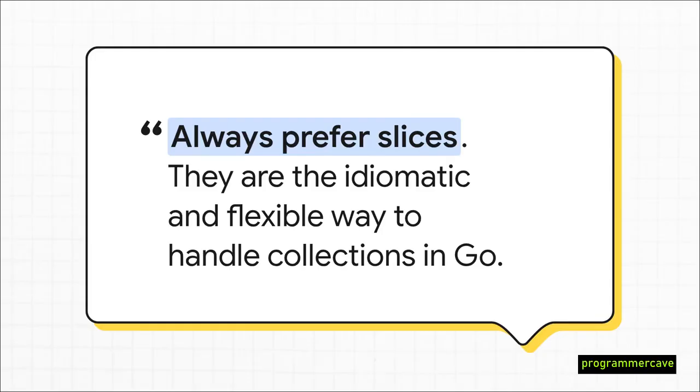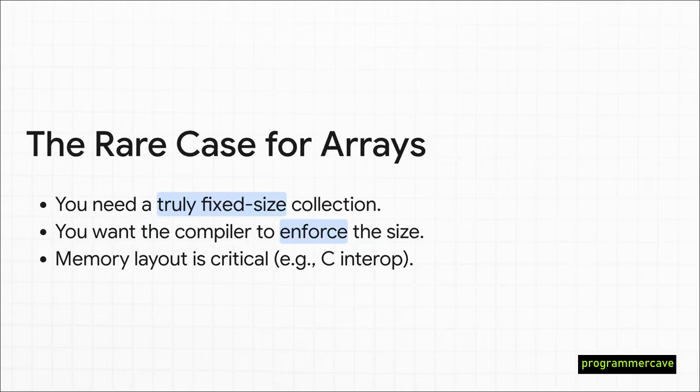It's the Go way. So when on earth would you ever use an array? Only in a couple of really specific, pretty rare cases. If you absolutely need a collection that can never change size and you want the compiler to enforce that for you, or if you're doing some super low-level stuff where you need precise control over memory layout. For 99.9% of us, 99.9% of the time, it's slices all the way.